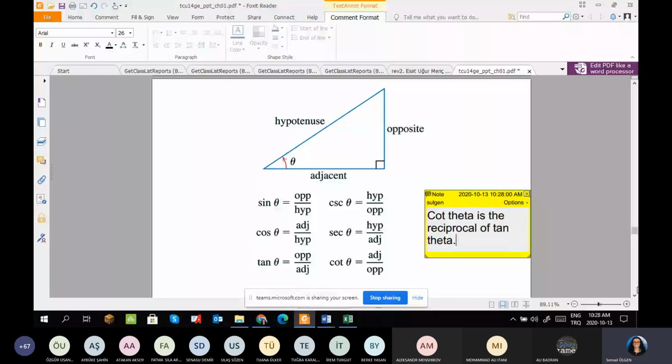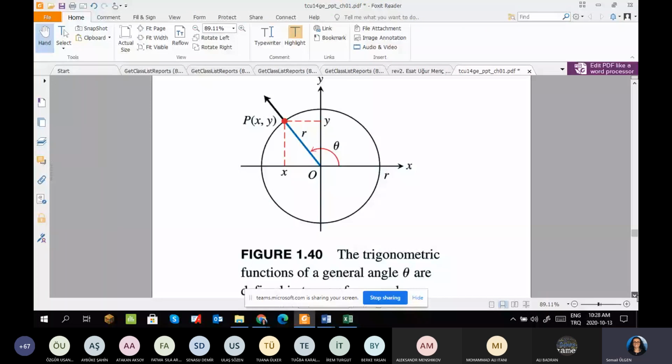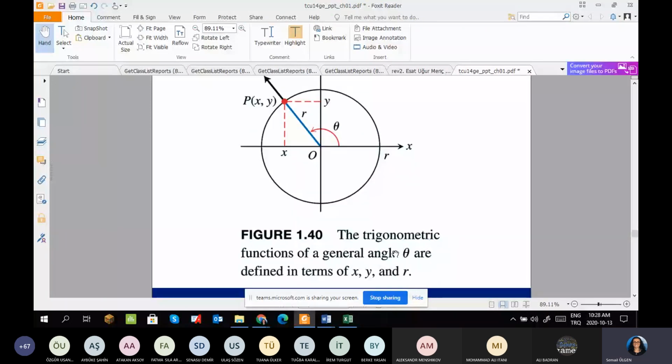Trigonometric functions of a general angle theta are defined in terms of x, y, and r. So we have the angle theta. It's not a unit circle anymore. This is a circle with radius r. This is the distance x, and this is the distance y, and then we use that to find the trigonometric function values.